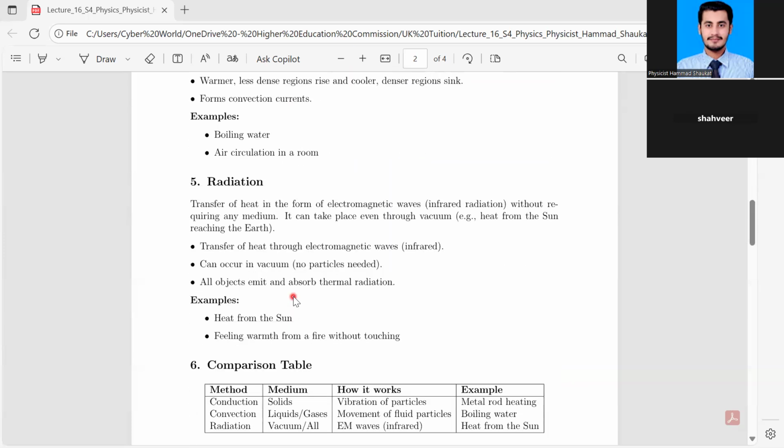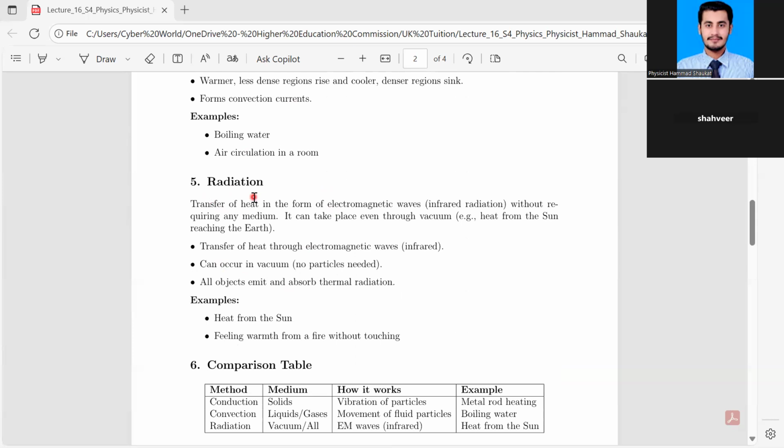Now move on towards the last mode of transfer of heat, which is known as radiation. Can you tell me what is meant by radiation? Like heat radiating with waves and stuff. Yes, waves and stuff like that. But simply, you can say radiation is basically light.